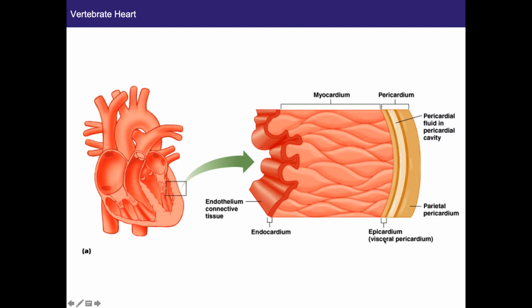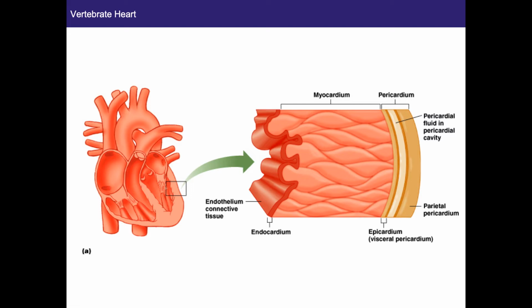Then you see the myocardium. This is cardiac muscle. These are the cardiac muscle fibers. Remember, a muscle fiber is a muscle cell. So myo means muscle, cardium refers to cardiac, the heart: myocardium. This is where all the cardiac muscle is. These are the contractile units, the actin and myosin, causing the actual contraction of the heart. So it's the middle layer of heart muscle.